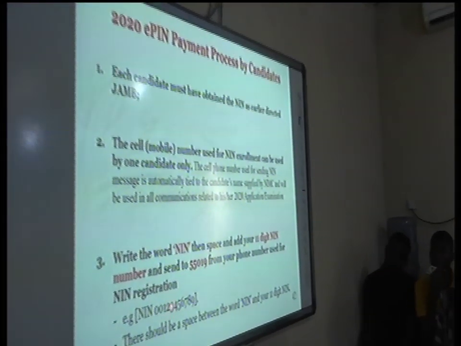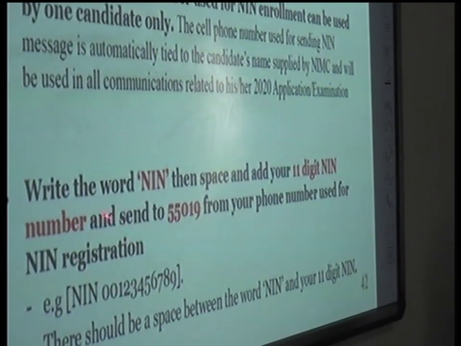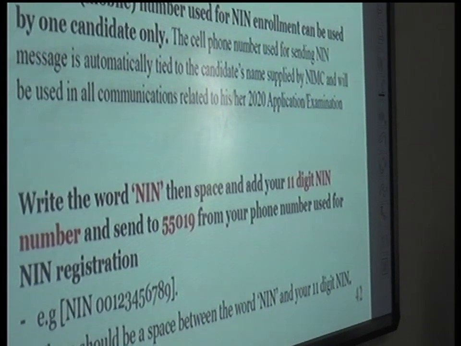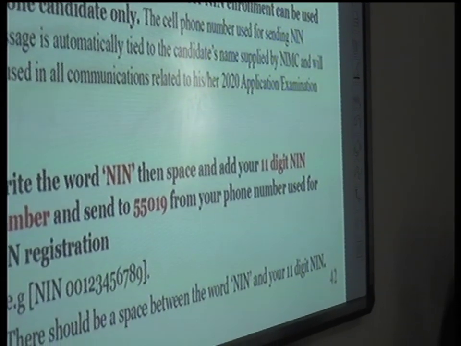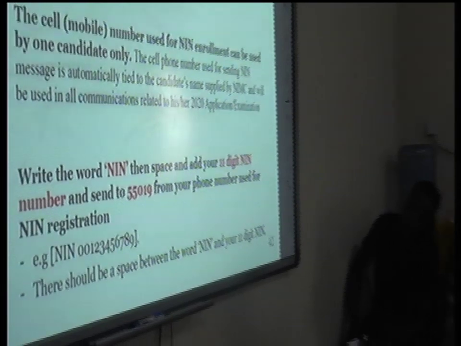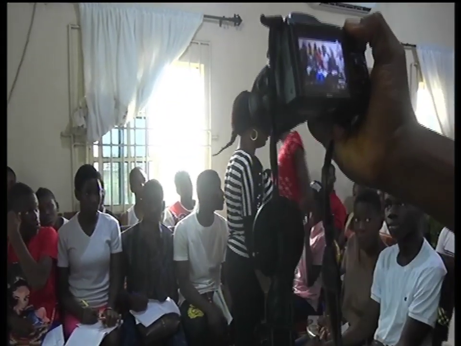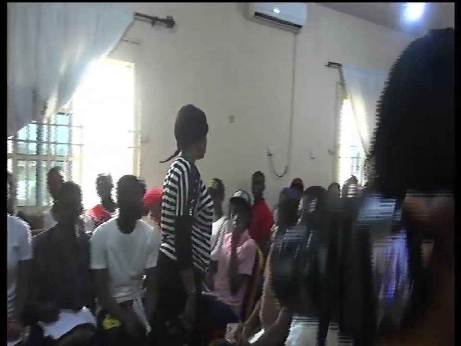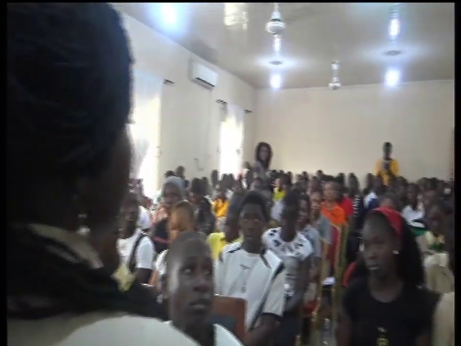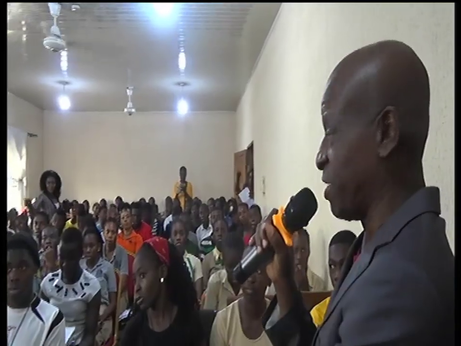Then, this is the procedure. You must write this. You will type the word, when you have gotten your NIN number. Any phone number that has been used for JAMB registration cannot be used. It will be rejected. Make sure the number has not been used by your sister, your brother, or any other person before.